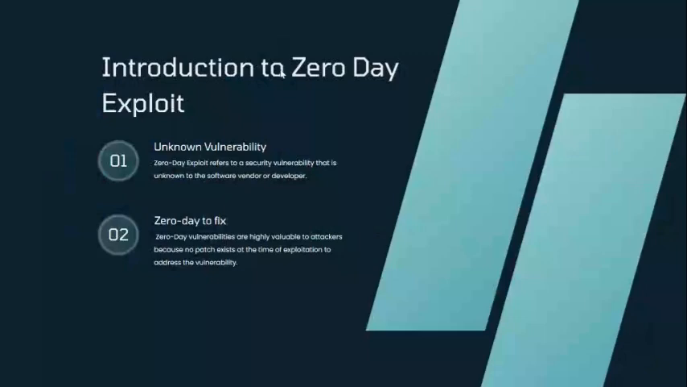Okay, let's move to the next slide about introduction to zero day exploit. What exactly is a zero day exploit? In simple terms, it's a security vulnerability that the vendor or developer is completely unaware of. Zero day comes from the fact that once the exploit is discovered, the vendor has 0 days to release a patch. So while they scramble to fix the issue, attackers have a free pass to exploit it.